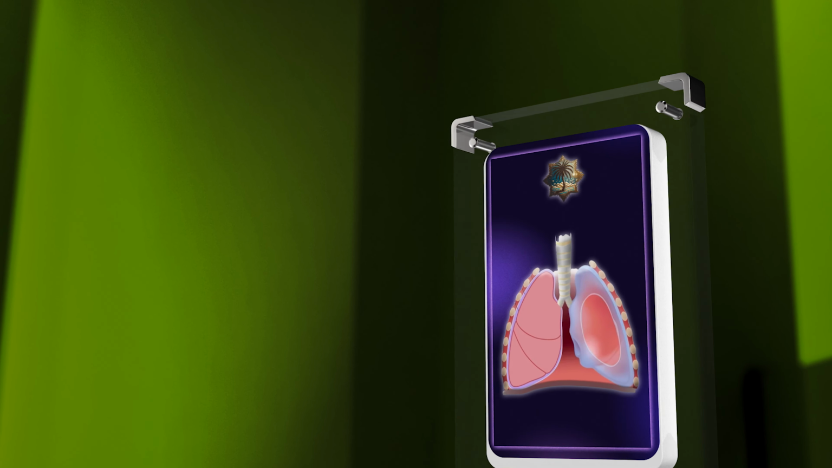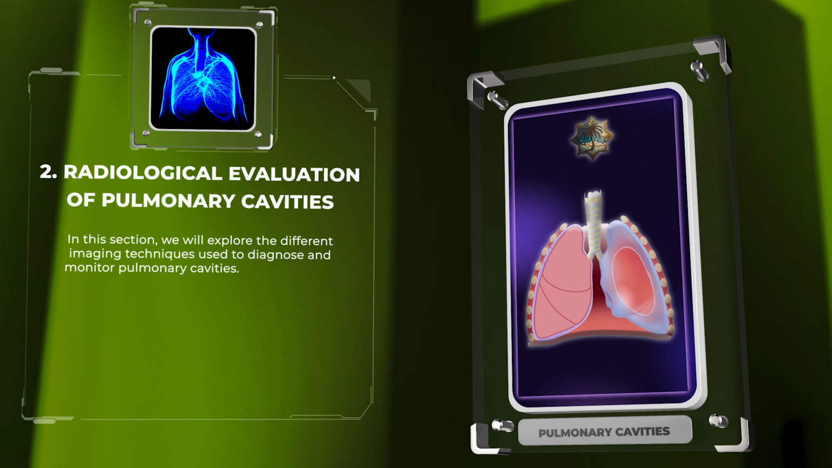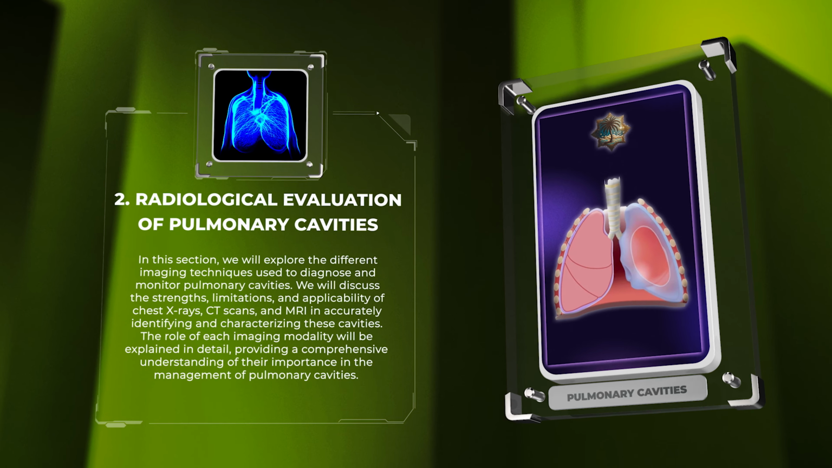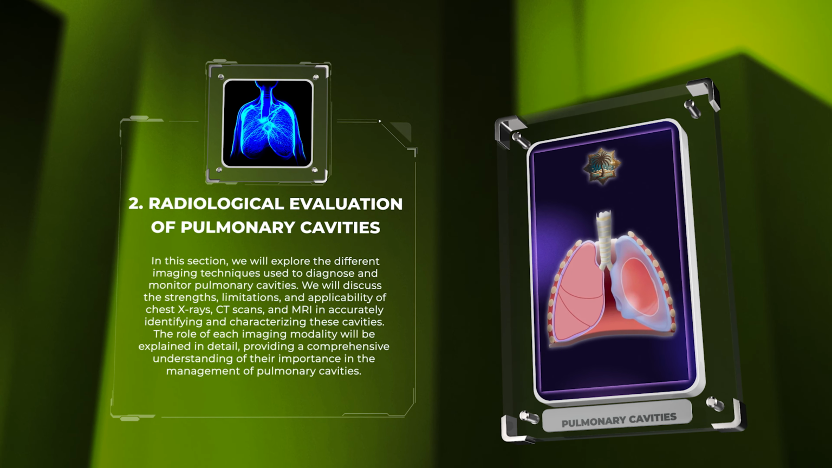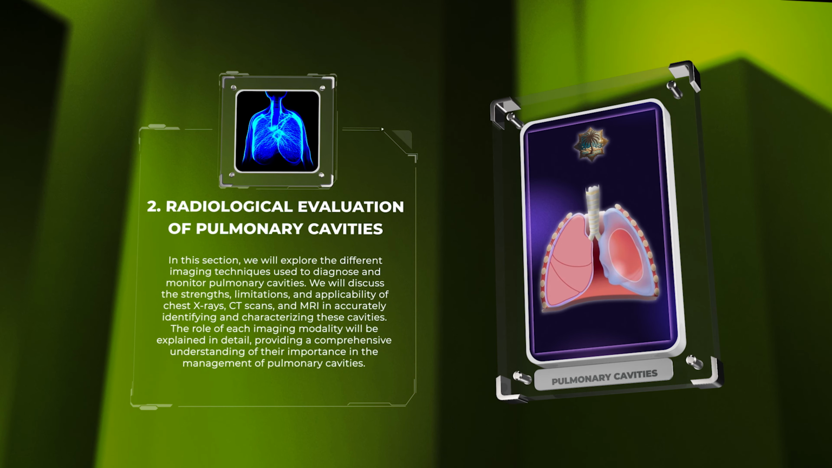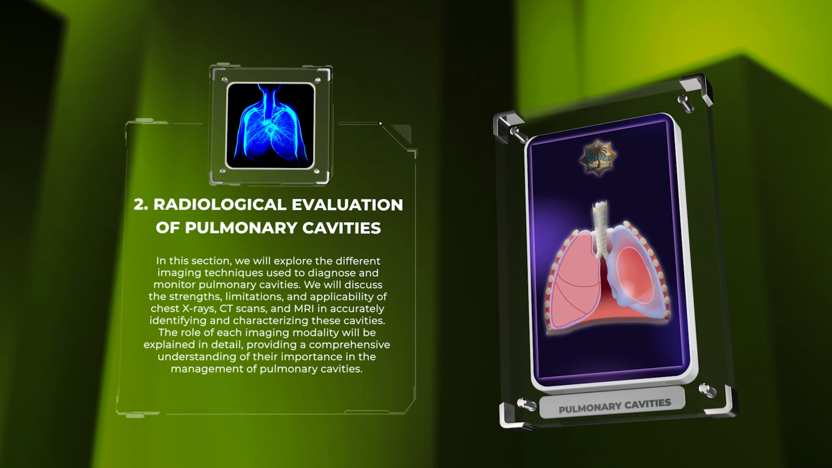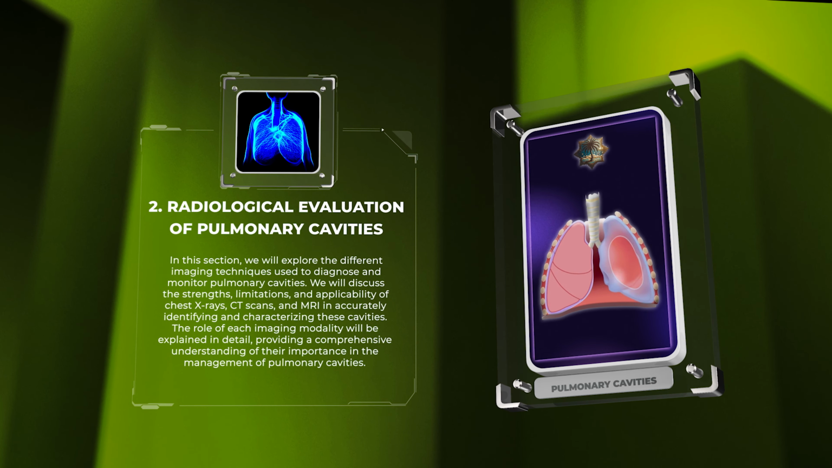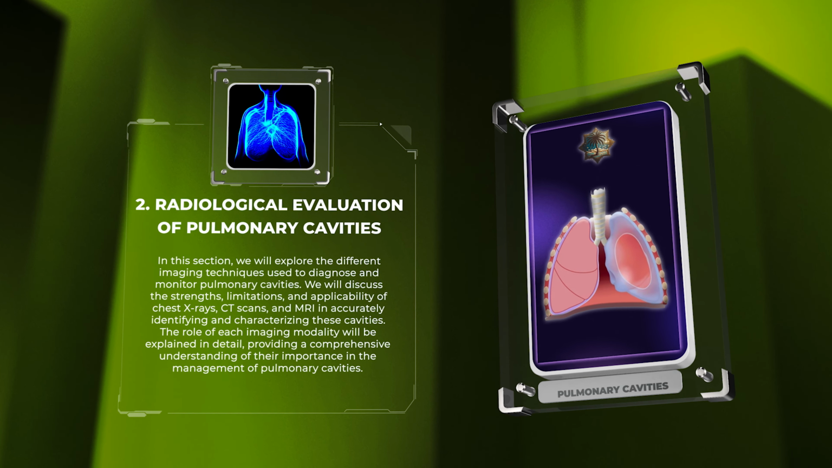In this section, we will explore the different imaging techniques used to diagnose and monitor pulmonary cavities. We will discuss the strengths, limitations, and applicability of chest X-rays, CT scans, and MRI in accurately identifying and characterizing these cavities. The role of each imaging modality will be explained in detail, providing a comprehensive understanding of their importance in the management of pulmonary cavities.